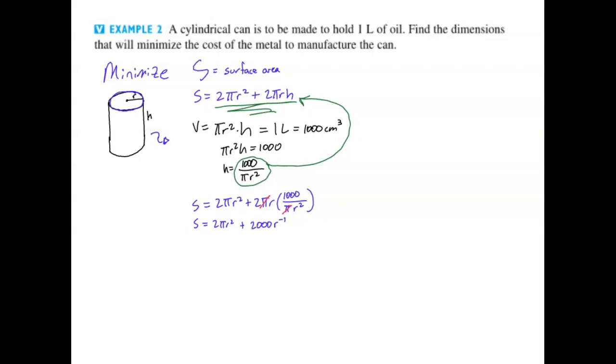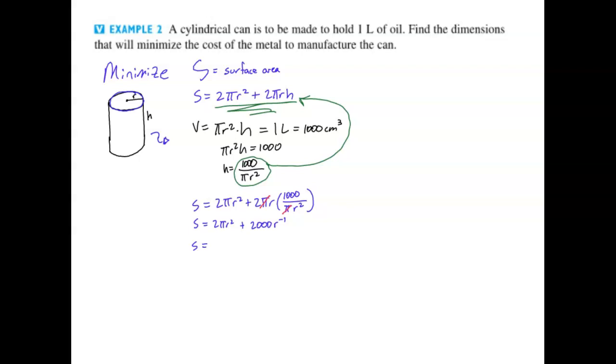Did I leave anybody behind there? Are we good? Okay. Good, so this is just my surface area of a cylinder equation, but only as a function of its radius. And now I'm ready to do calculus. I want to minimize this, so I want to find the absolute minimum. Let's take the derivative, same thing that we've been doing.